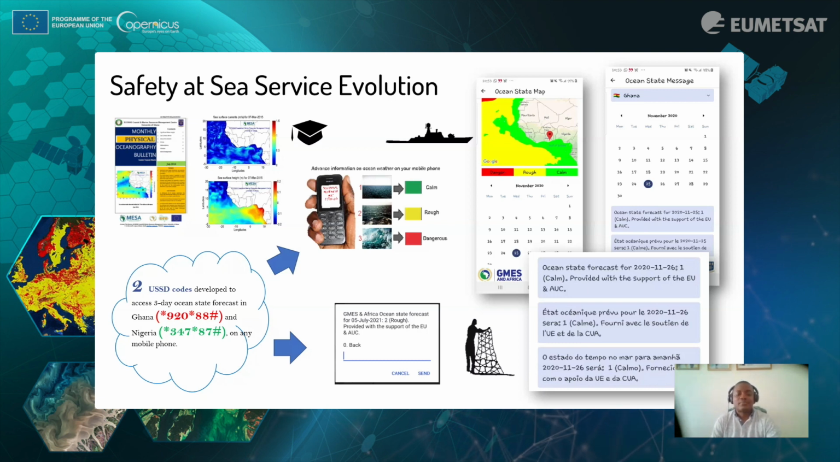And these are interpreted with messages such as this, or planted with flags in local communities where you have green representing calm, yellow rough, and red dangerous. There is also an Android and iOS app, which has been developed for those who have smartphones and are capable of understanding the complexities of the map. You can just go on this map and download this information, which is made available in English, in French, as well as in Portuguese.